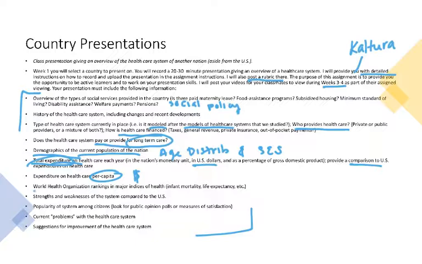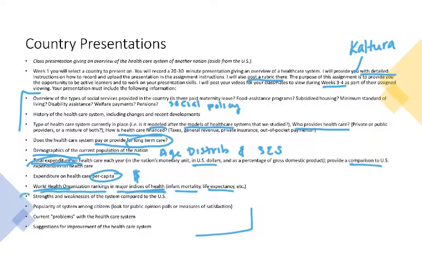Then you're going to go to the World Health Organization rankings, and you're going to look at the major indices of health. These are outcomes that are measured by the World Health Organization. They'll tell you things like, what is the infant mortality? What is the life expectancy? These are the types of measures the World Health Organization uses to compare the health outcomes of various countries, and you should find those outcomes for your country.